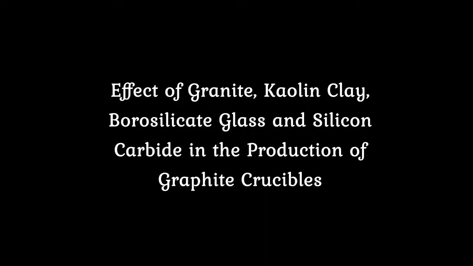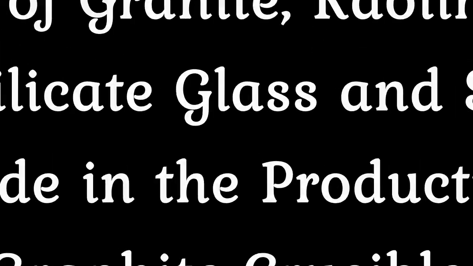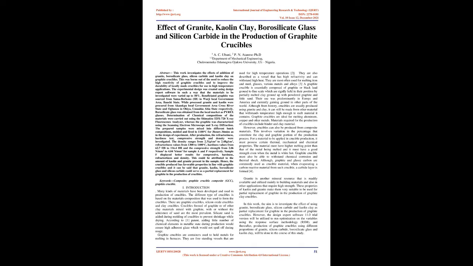Effect of granite, kaolin clay, borosilicate glass, and silicon carbide in the production of graphite crucibles. Abstract. This work investigates the effects of addition of granite, borosilicate glass, silicon carbide, and kaolin clay on graphite crucibles. This was born out of the need to reduce the high reactivity of graphite crucibles and to improve the durability of locally made crucibles for use in high-temperature applications.